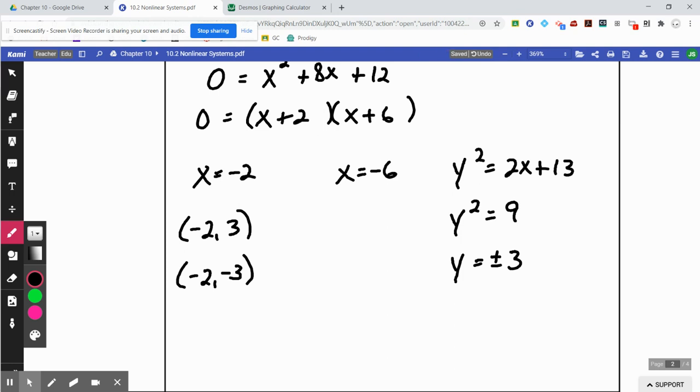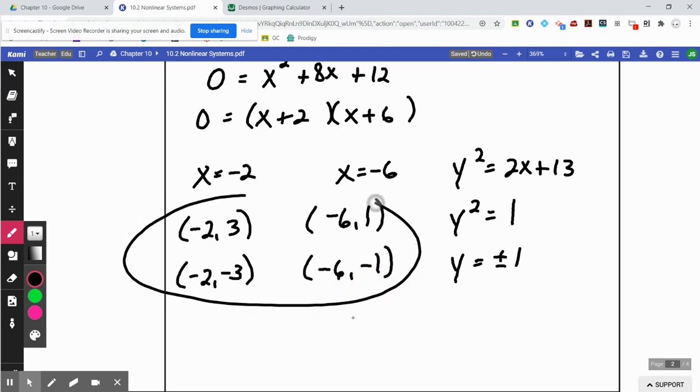What about when x is 6? Let's go back and clean it up again. When x is 6, that gives me -12 plus 13, which is 1. Y squared is 1, so that means that y is positive or -1. So I have a solution of 6, 1, and a solution of 6, -1. So there's actually 4 different answers there.